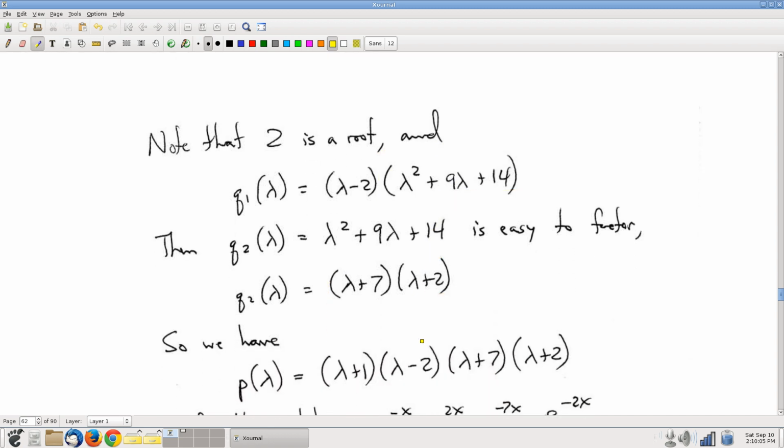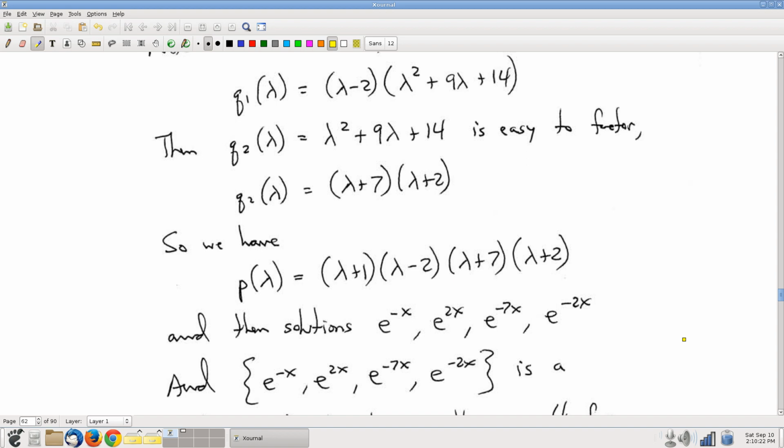So all together then, don't forget the first factor we found was lambda plus 1. The next factor we found was lambda minus 2. The remaining quadratic quotient factored like this. So that's the complete factorization of that quartic. That gives us 4 roots. Each root gives us a corresponding solution. Don't forget the minus signs. And we have then 4 solutions.